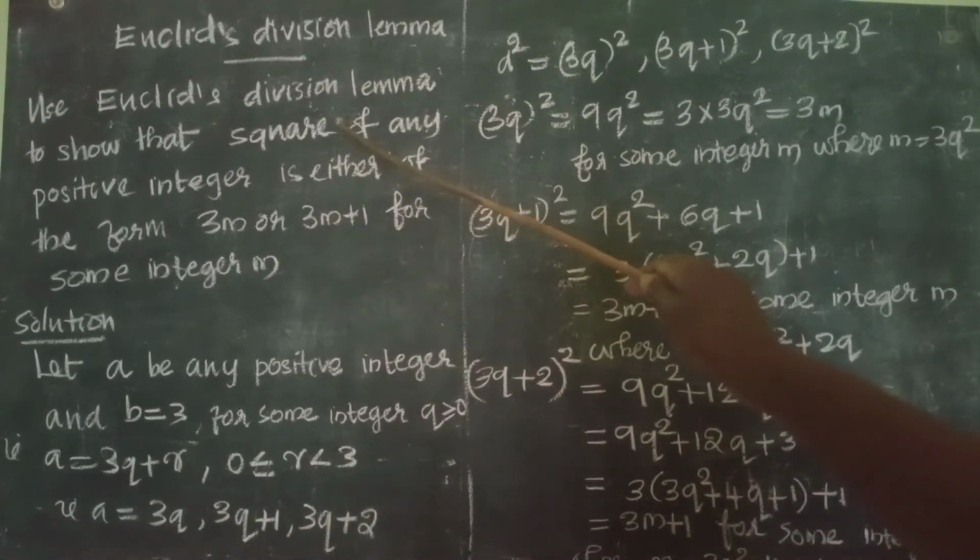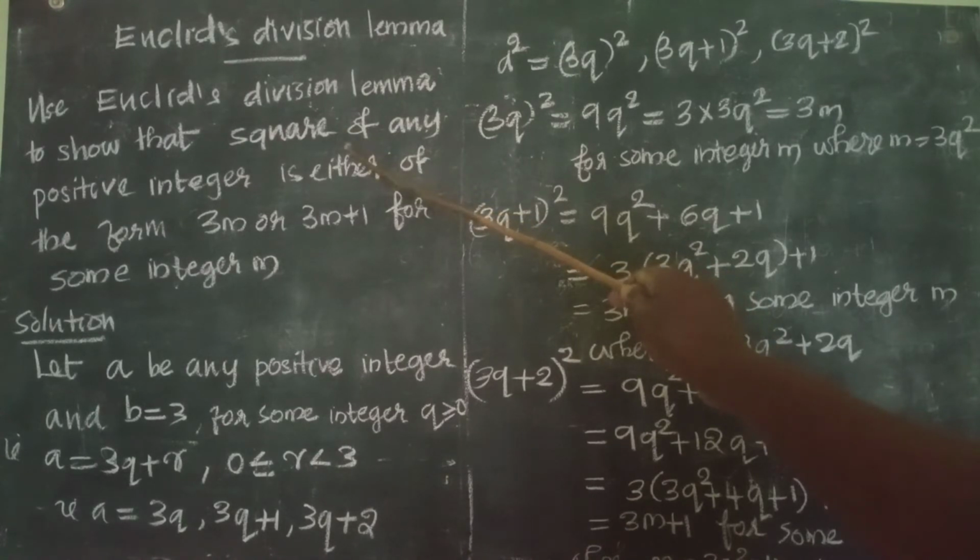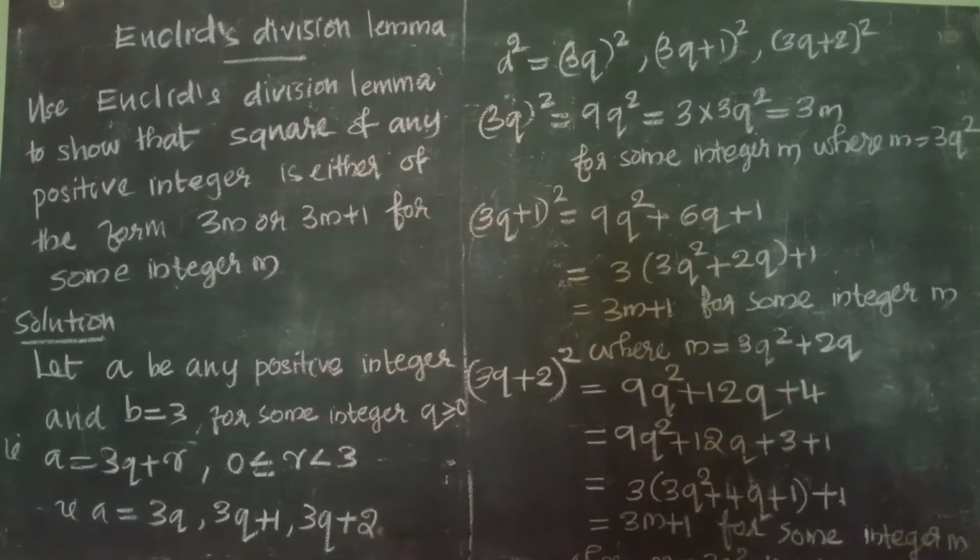And you see the question, it is given square of any positive integer. So we need to find out the squares of all these values. So a equal to 3q, so a square equal to 3q square. Next, a square equal to 3q plus 1 whole square. Next, a square equal to 3q plus 2 whole square.